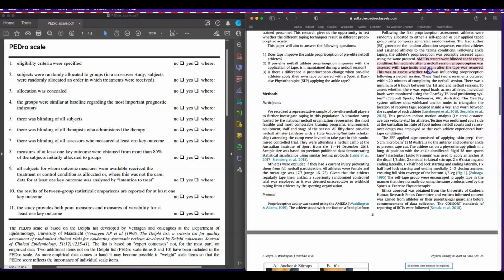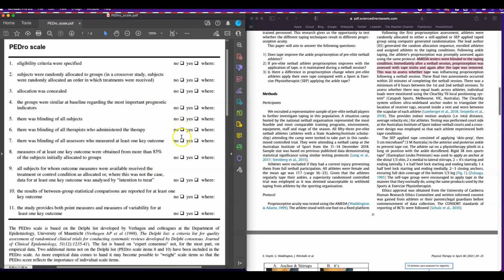So right in this area, it tells us that the testers were blinded to the taping condition. So the people who were assessing number 7 were blinded. So that would be a yes. Was there blinding of all therapists or tapers? The answer would be no, because you know which tape job you are using for that particular patient. And then were the subjects blinded? In this particular study, it does not state that. So subjects probably knew which tape job they were getting. So that would be a no.